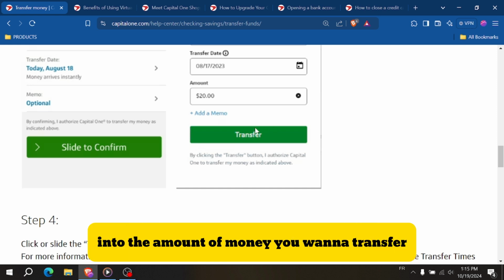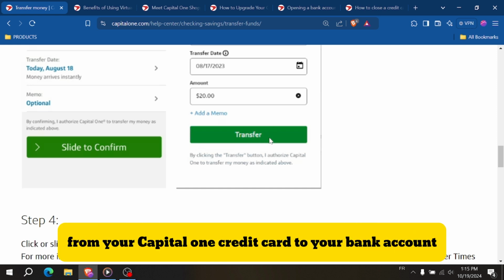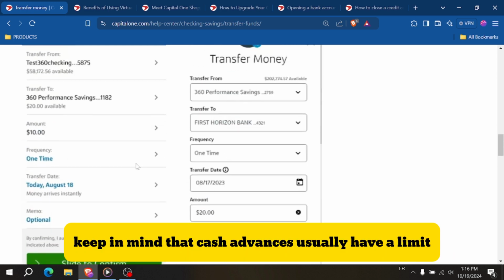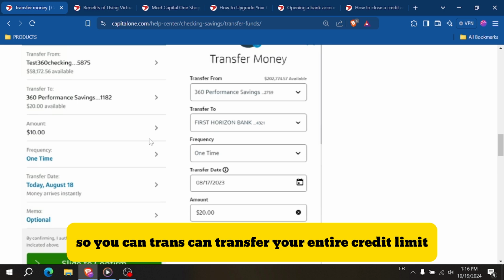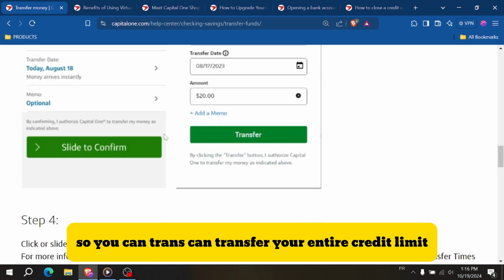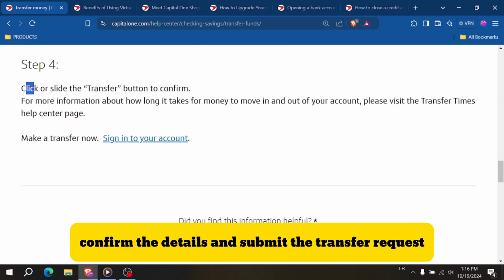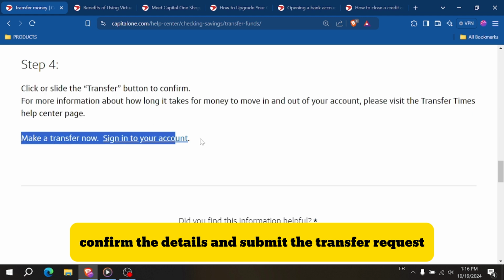Now, enter the amount of money you want to transfer from your Capital One credit card to your bank account. Keep in mind that cash advances usually have a limit, so you can't transfer your entire credit limit. Once entered, confirm the details and submit the transfer request.